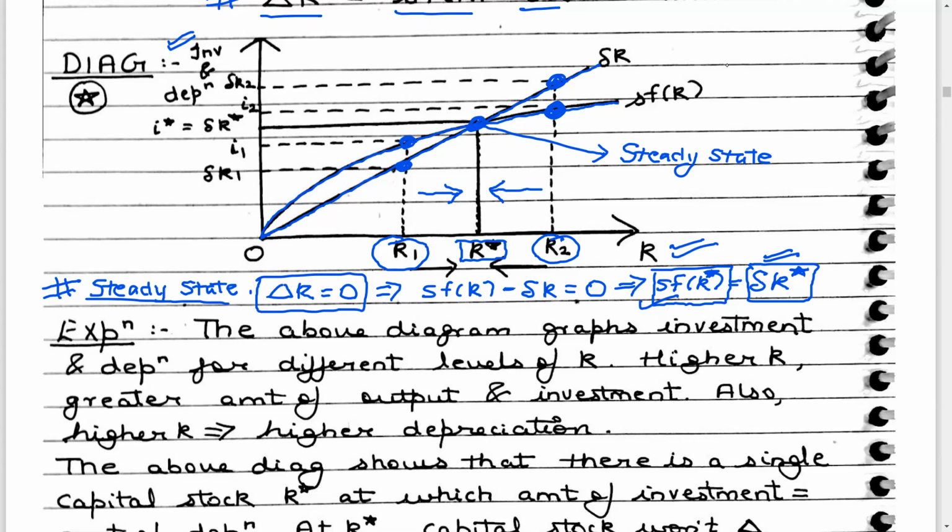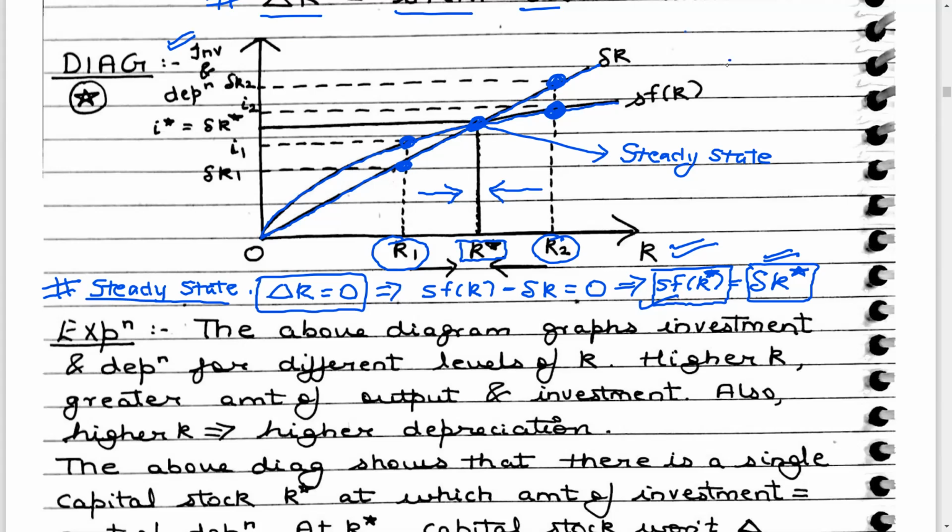So K star is called the steady state level of capital stock per worker. At the steady state, change in capital stock per worker is zero. That means the new capital added in the economy, given by investment, exactly equals the capital which is wearing out, given by depreciation.